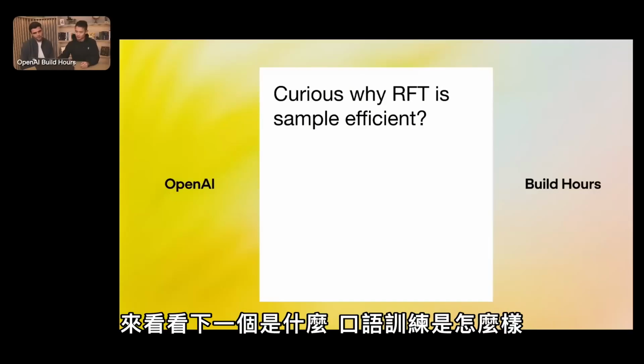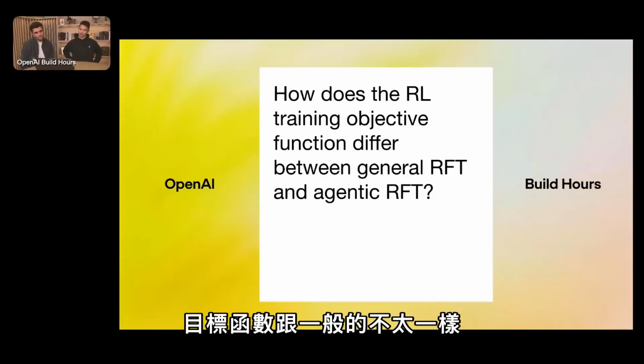All right, let's see what the next one is. How does the RL training objective function differ between general RFT and Agent RFT?